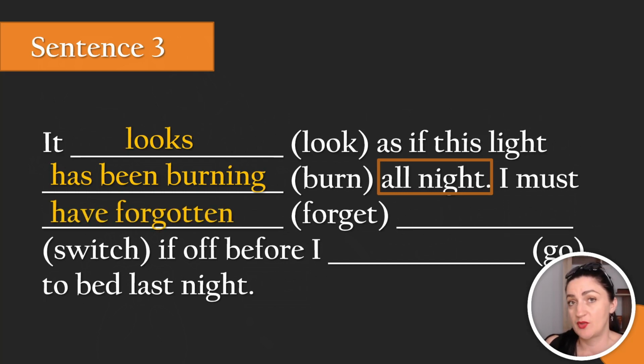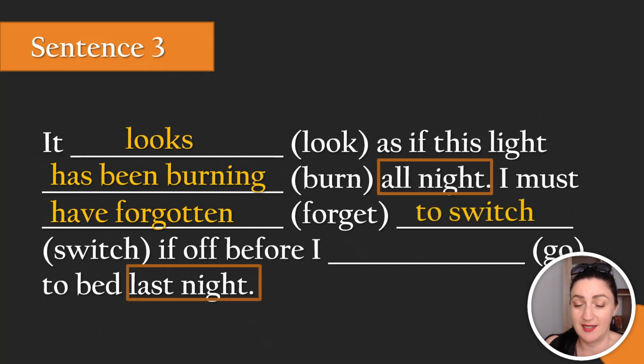The verb that follows, the verb switch, needs to be in infinitive, not in ing form, in order to express the meaning of failing to do something, that is, forgetting to do something. And finally, the phrase last night gives us a specific point in the past, a clear indication that we need to use simple past tense. It looks as if this light has been burning all night. I must have forgotten to switch it off before I went to bed last night.